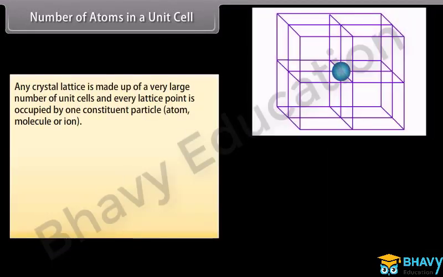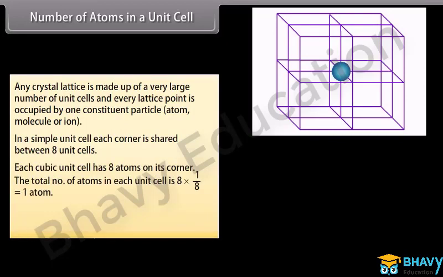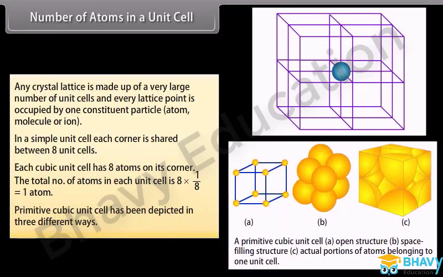Any crystal lattice is made up of a very large number of unit cells, and every lattice point is occupied by one constituent particle, atom, molecule, or ion. In a simple unit cell, each corner is shared between 8 unit cells. Each cubic unit cell has 8 atoms on its corner. The total number of atoms in each unit cell is 8 into 1 upon 8, which is equal to 1 atom. Primitive cubic unit cell has been depicted in 3 different ways.